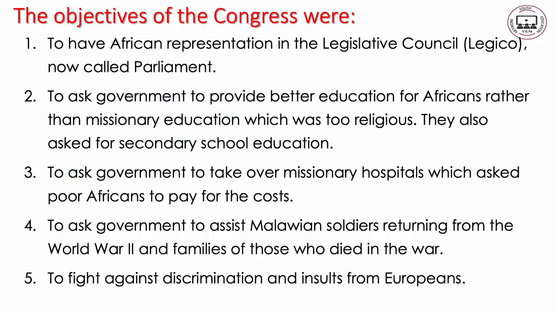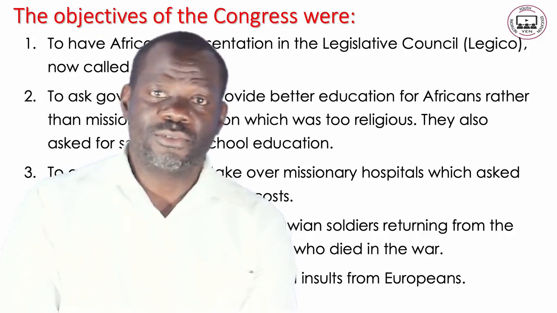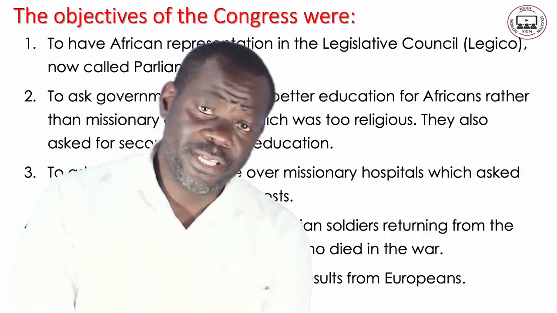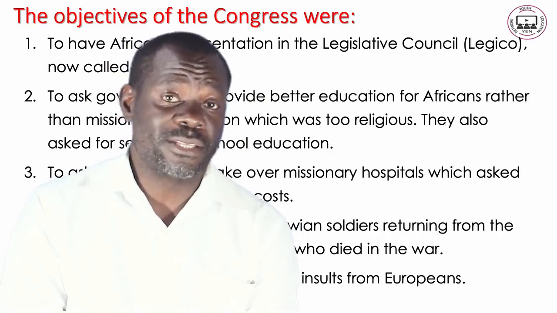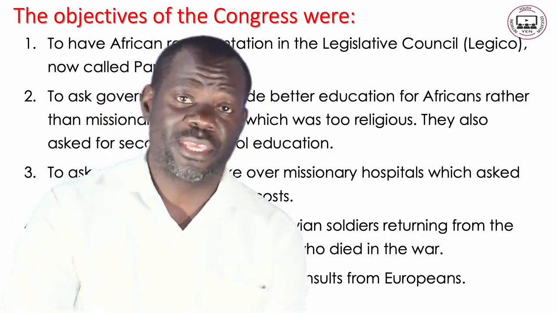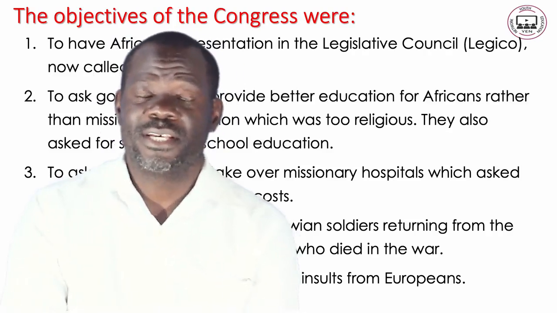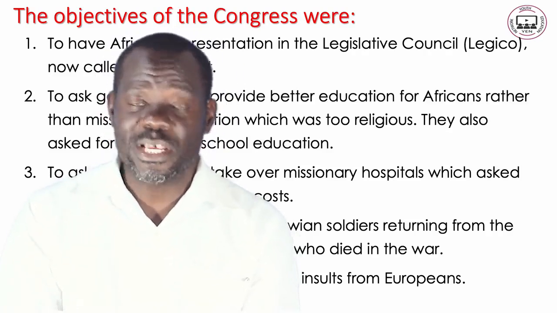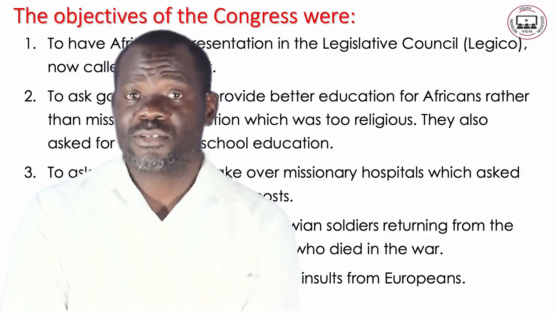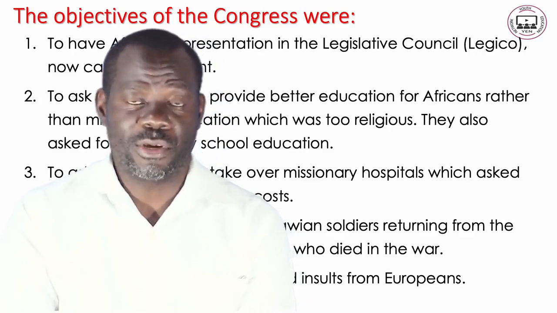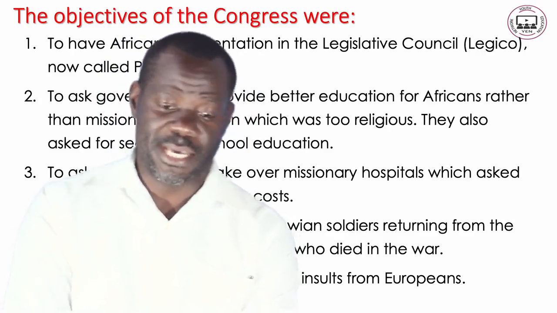And also to ask government to take over missionary hospitals, which asked poor Africans to pay for the cost. You know, the missionaries, when they came, they established some schools and also the hospitals. But in those hospitals, people were paying. In those schools, people were paying. So they wanted to ask the government to say, please, take over the hospitals so that we should not be paying when we go to the hospital. So that was another objective.